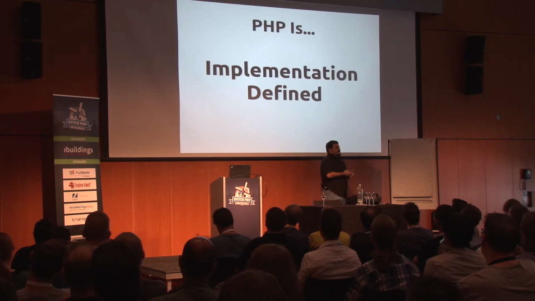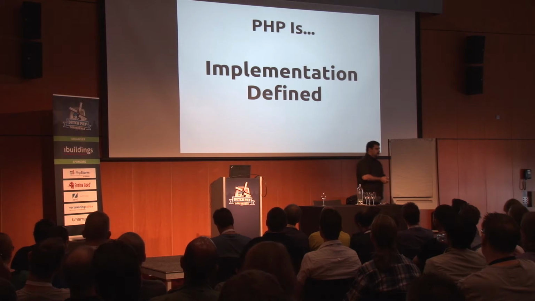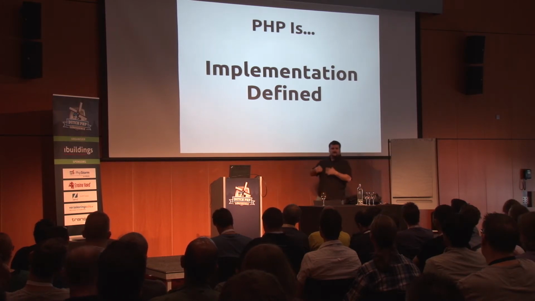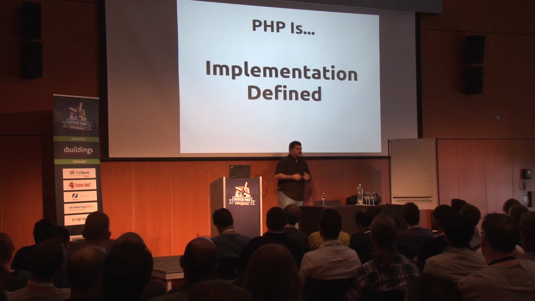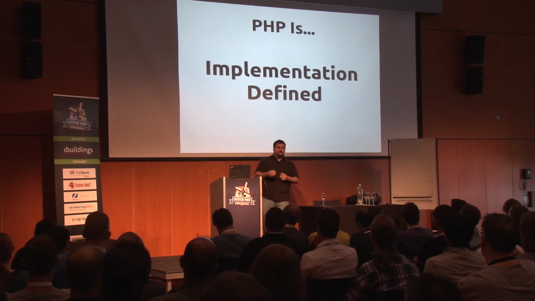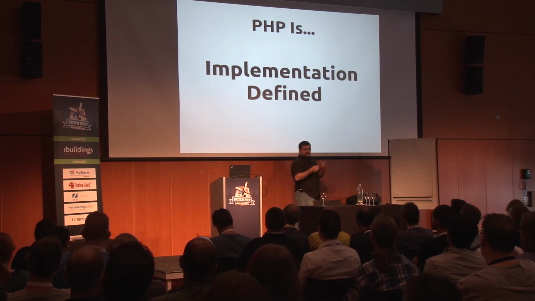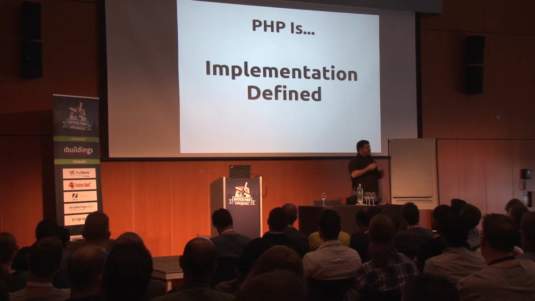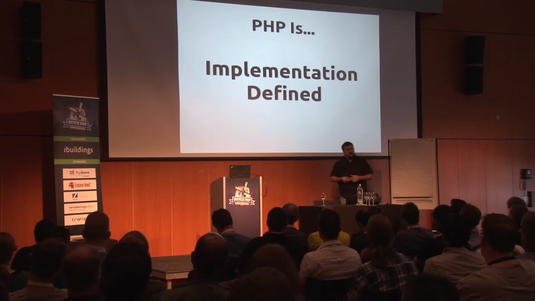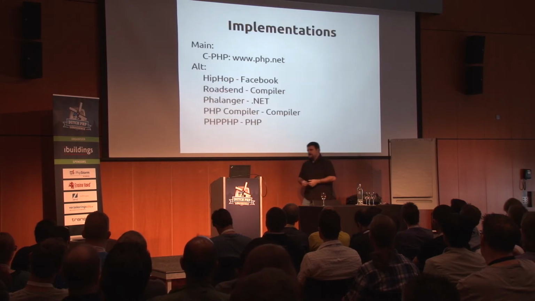But anyway, PHP is also implementation defined. Unlike Python, unlike C, C++, and a lot of other languages, there is no specification for PHP. There is no document you can look up and say, how is this function supposed to work? Instead, you have to go to the documentation, which sometimes is right, sometimes is wrong, and the only actual way to know how a function is supposed to work is to look at the source code.